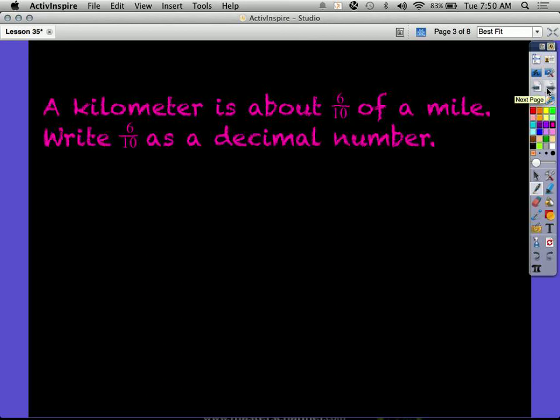A kilometer is about 6/10 of a mile. Write 6/10 as a decimal number. Well, I know I'm going to start with 0 because there isn't a whole number there. 6/10. This is nice because tenths is one of our decimal place values. So I'm just going to put 6/10. I only need to go to the tenths place value, so that's what's on the bottom of my fraction, and then write what number's on top. So 6/10.